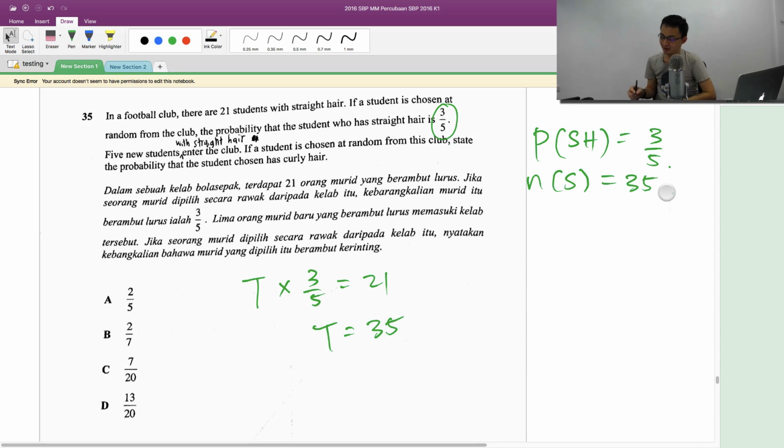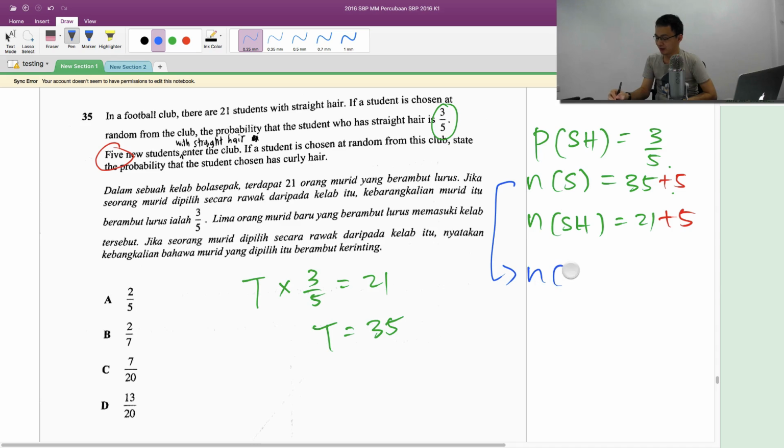Now something very interesting here. So my number of straight hair students is 21. Now the question actually tells you 5 new students with straight hair join the group. So 21 will plus 5. Definitely total will plus 5 as well. You should understand that. So now I have my new total number. My new total number now is 40 students, and my new straight hair student is basically 26 students. So I have to assume the curly hair. Curly hair is total minus straight hair, which is 14.